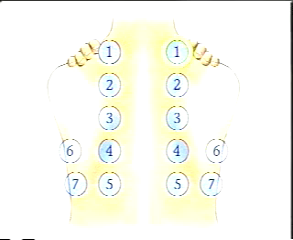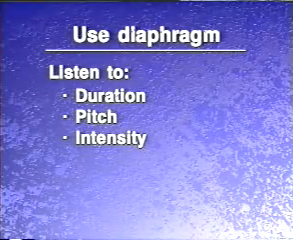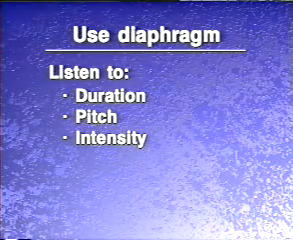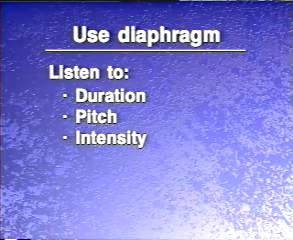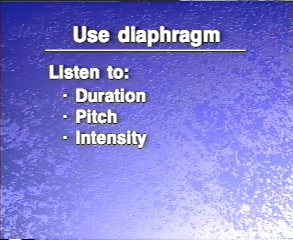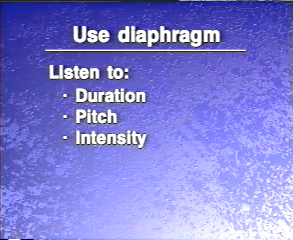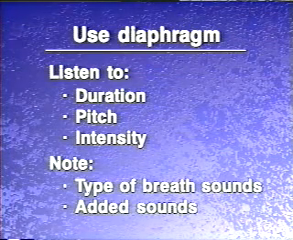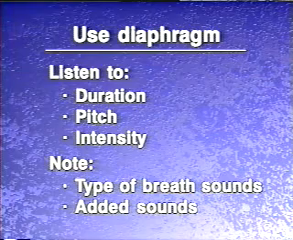To auscultate the posterior thorax, begin at the apices and proceed downward, moving systematically from side to side and comparing the sounds in symmetrical areas. Using the diaphragm of the stethoscope, listen to at least one entire breathing cycle at each location. Listen to the duration, pitch, and intensity of the inspiratory and expiratory sounds. Decide what type of breath sounds you're hearing, and note any added sounds.